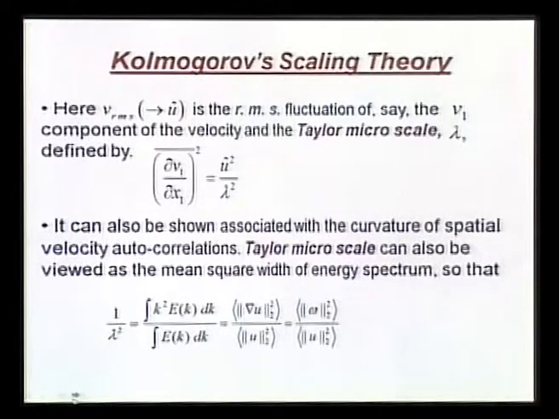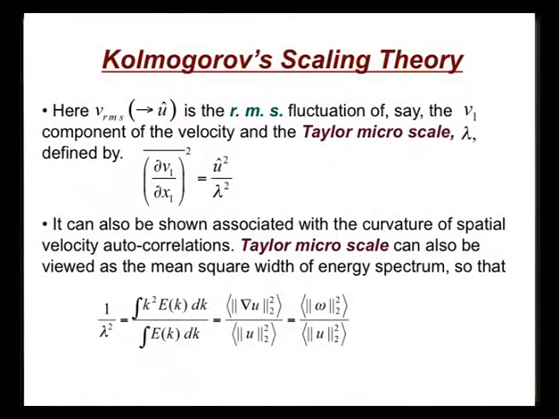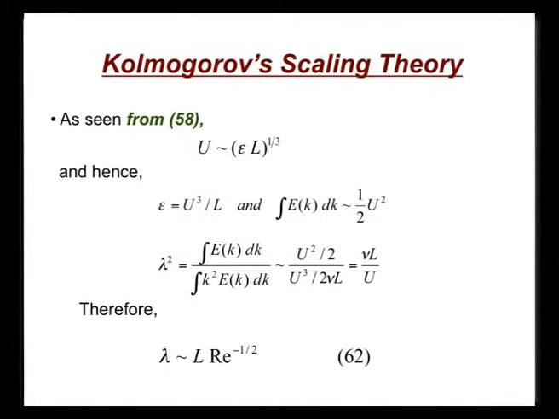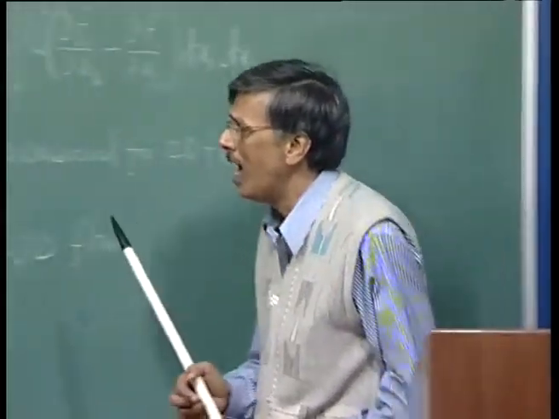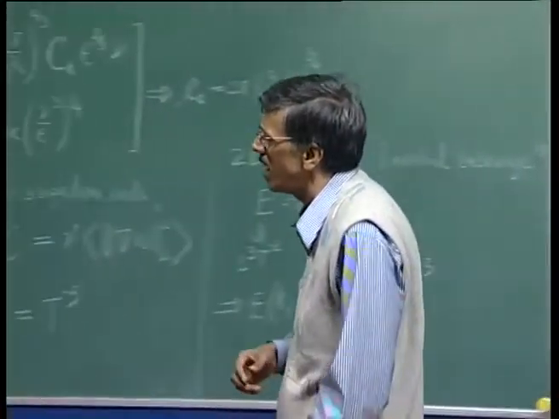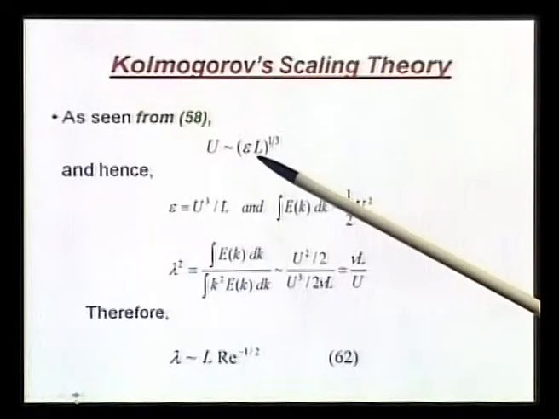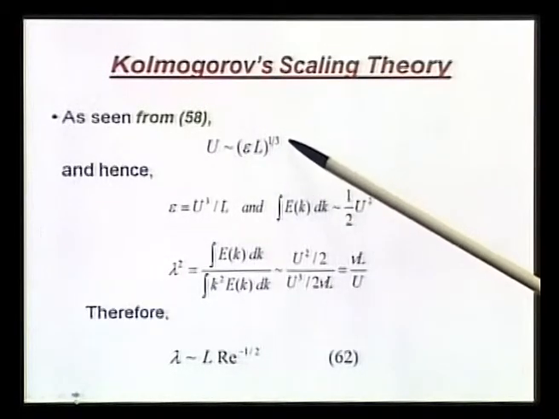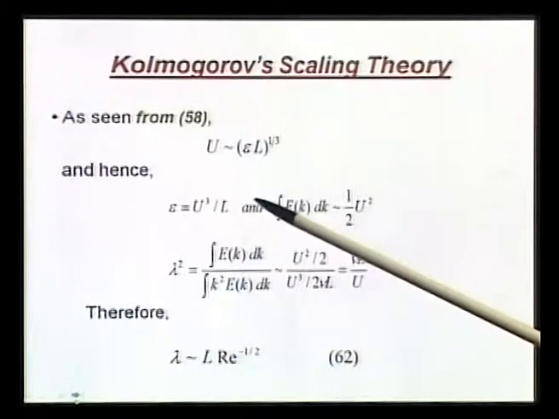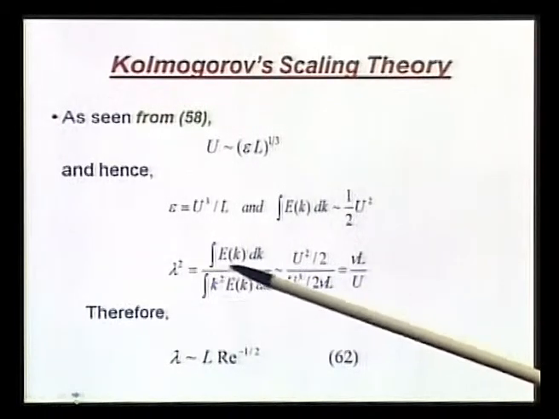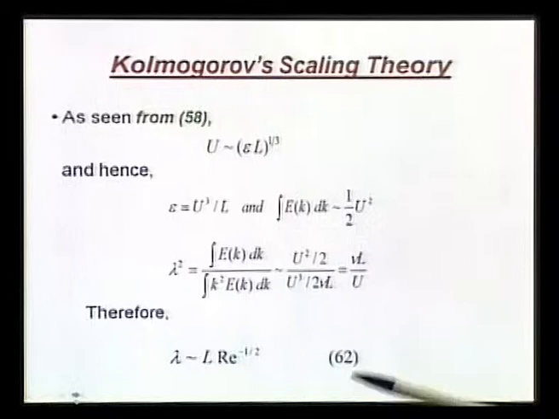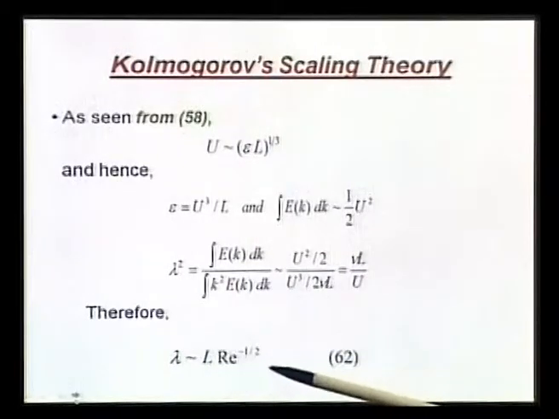So, this is something that experimentalists do talk about, and since we have these estimates of the velocity scale going as dissipation rate times outer scale raised to the power 1/3, we can use that and plug it in, and this is what we get. So, what happens is the Taylor microscale actually goes as Re to the power minus 1/2.